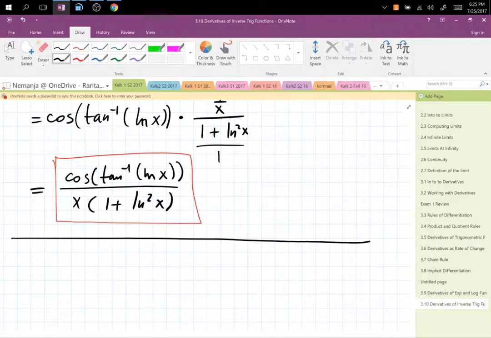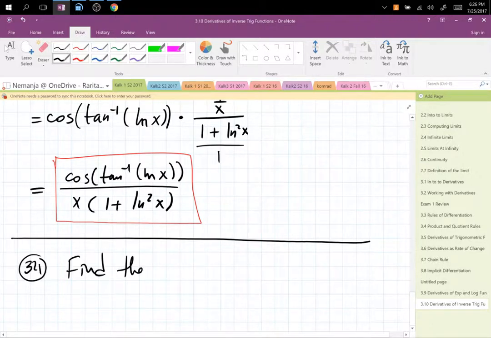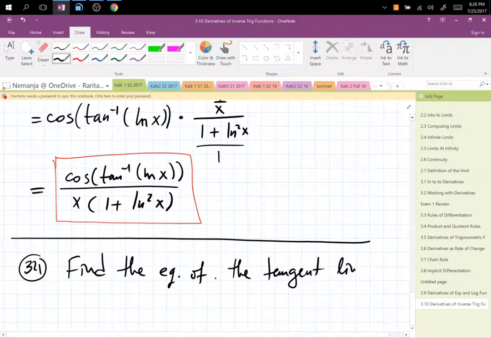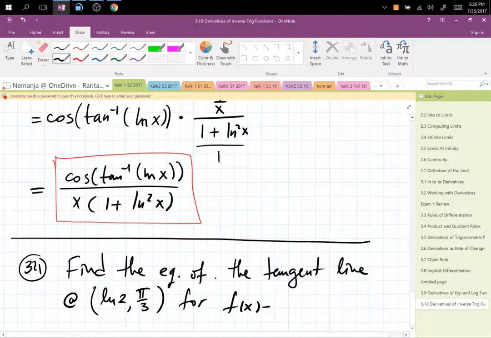All right, one more problem, guys. Let's see. Oh, you're gonna love this one. So 34. Find the equation of the tangent line at the point ln 2, pi over 3, for the function f of x equals secant inverse of e to the x.